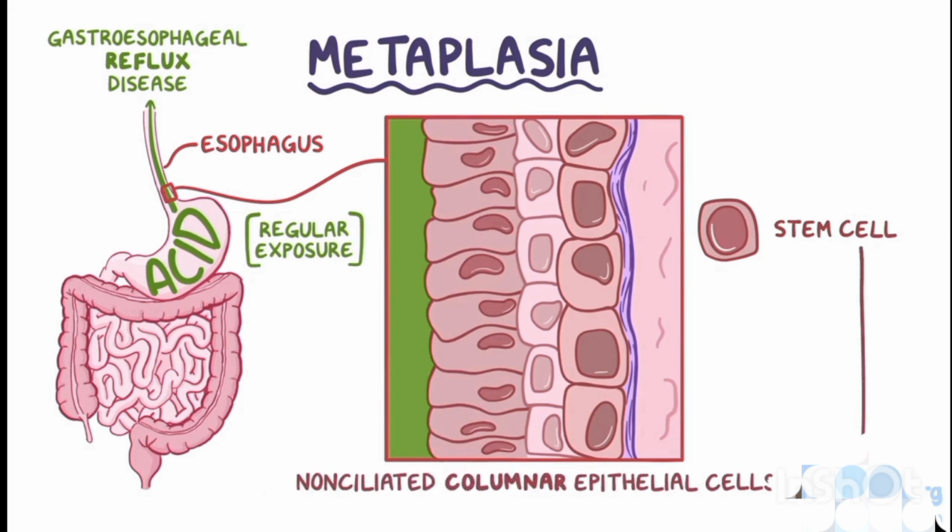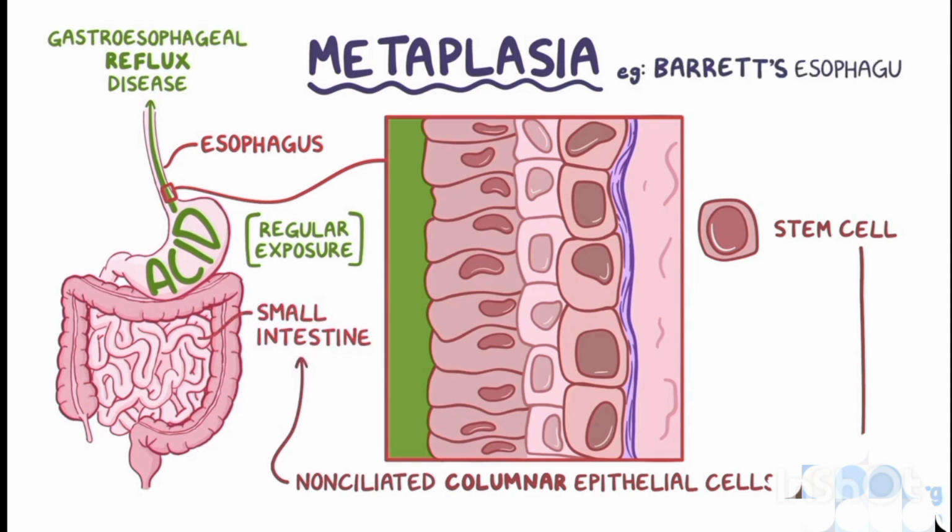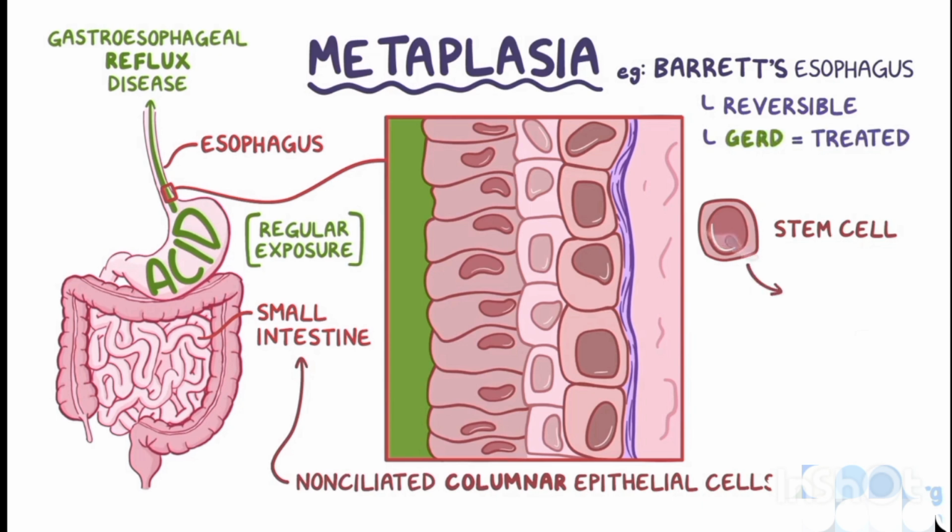These cells are far better suited to withstand the acid. After all, they're the same types of cells that are found in the small intestine. This is an example of metaplasia, and the condition is known as Barrett's esophagus. Now, metaplasia is technically reversible, so if the gastroesophageal reflux disease is treated, stem cells will begin to divide into regular esophagus epithelial cells again. On the other hand, if the problem persists, the cells can become dysplastic.